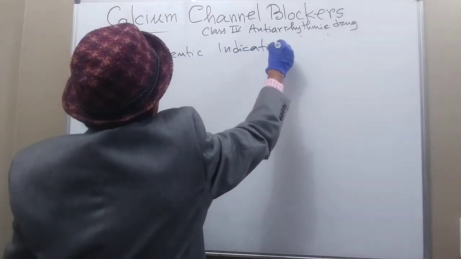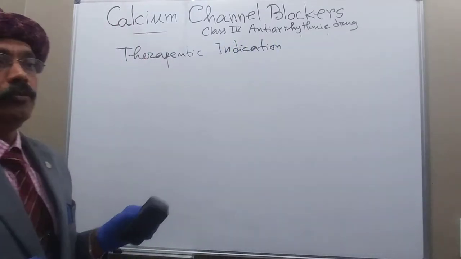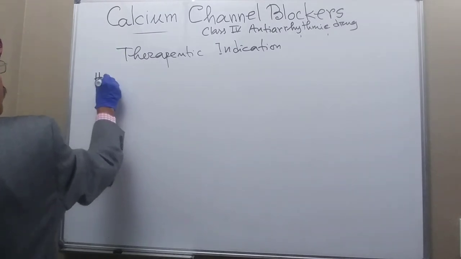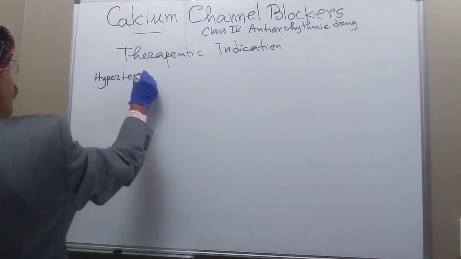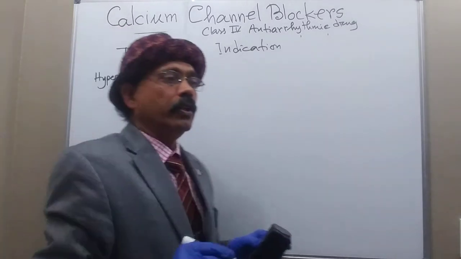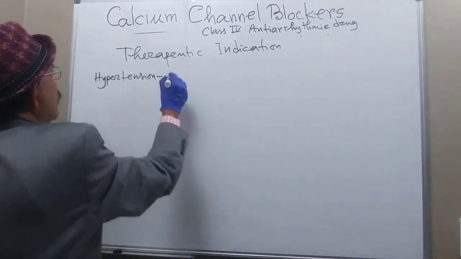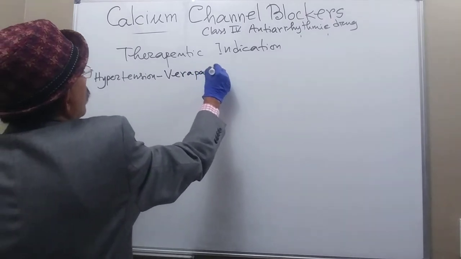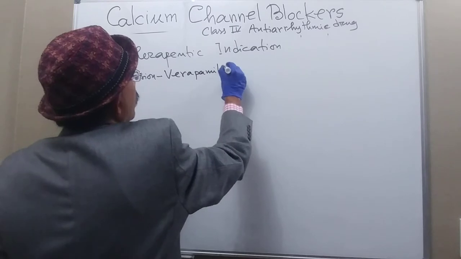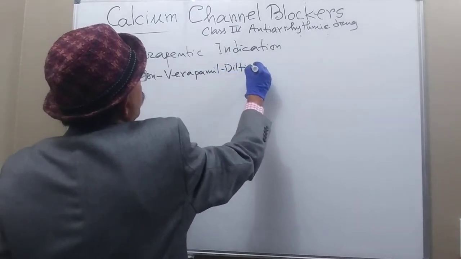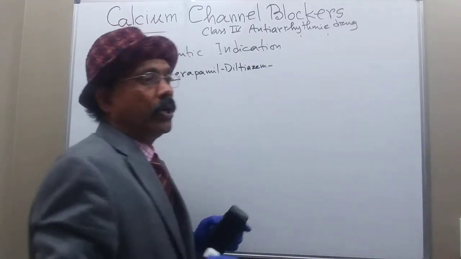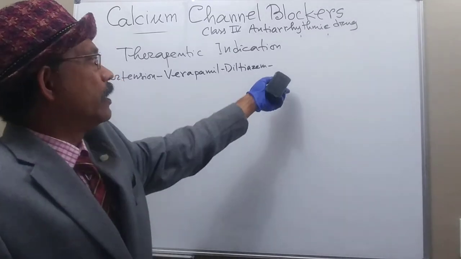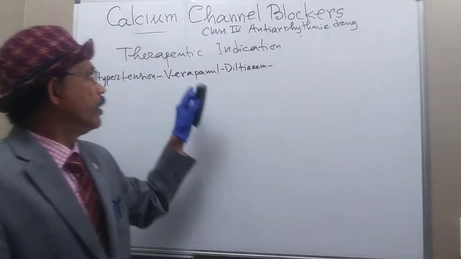Okay, this is very important. You have to remember that. Therapeutic indication, especially for hypertension. This is an antihypertensive drug. So, hypertension. What are the drugs for hypertension? These are drugs like verapamil, diltiazem. Okay, verapamil. Diltiazem. These are the non-dihydropyridine drugs.